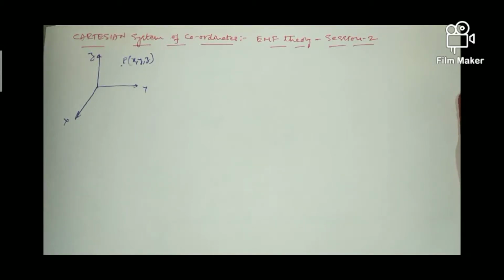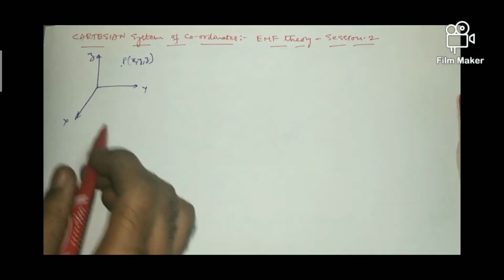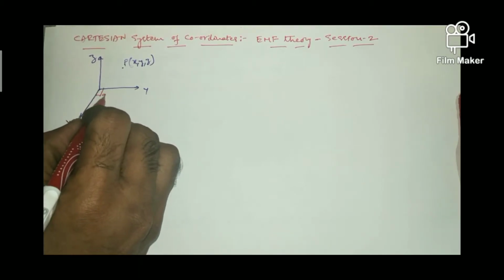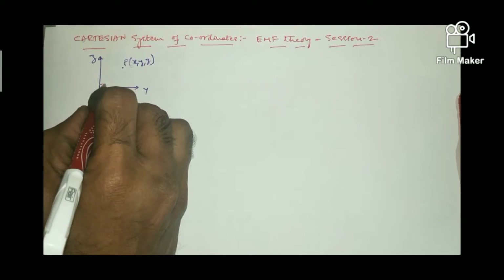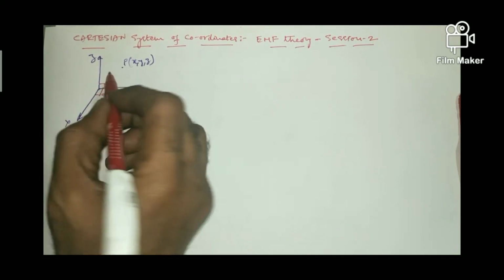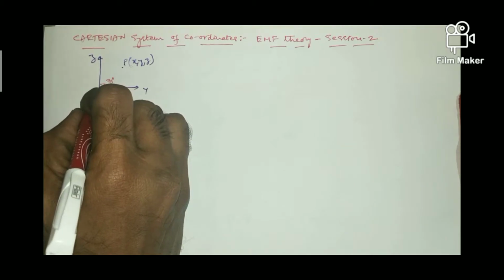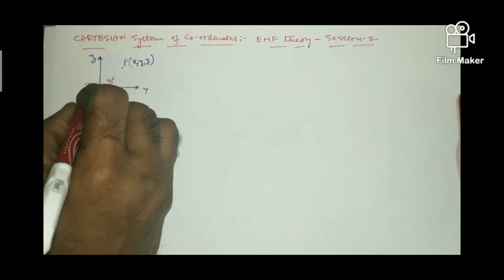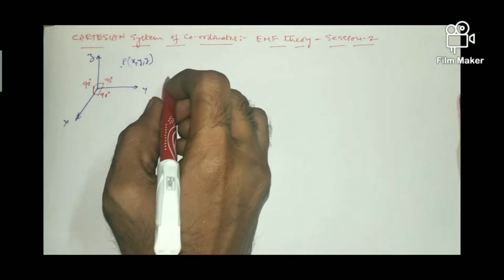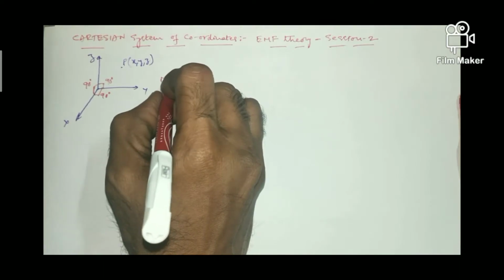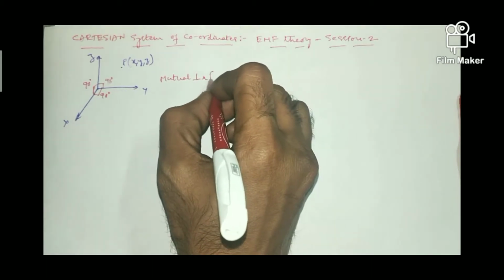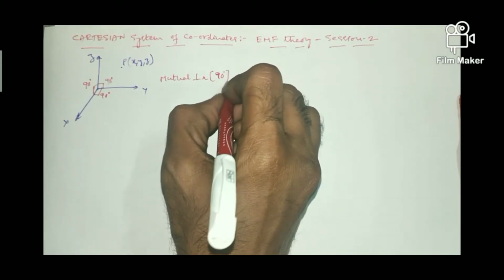Hi viewers, welcome to the Cartesian system of coordinates, session 2 of electromagnetic field theory. Here, let me consider three axes x, y and z which are mutually perpendicular to each other as shown. That means the angle between x-axis and y-axis, and z and y, is 90 degrees, and they are considered to be mutually perpendicular to each other.